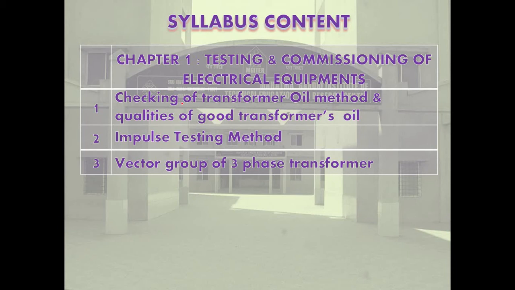Today's syllabus content is checking of transformer oil method and qualities of good transformer oil. Second is impulse testing method, and third one is vector group of three-phase transformer.